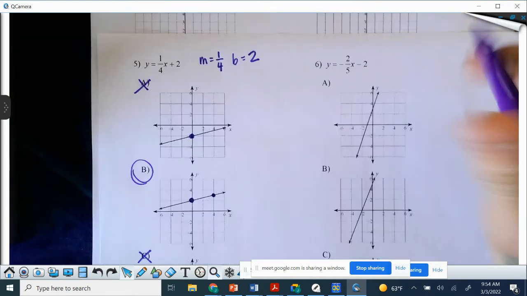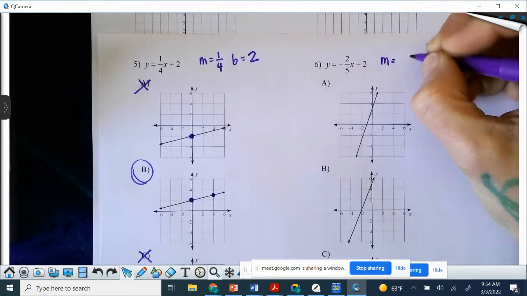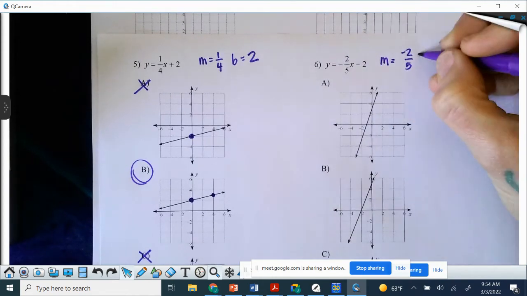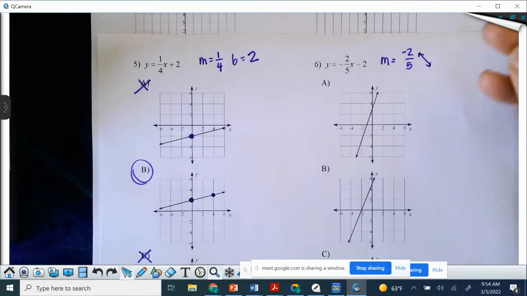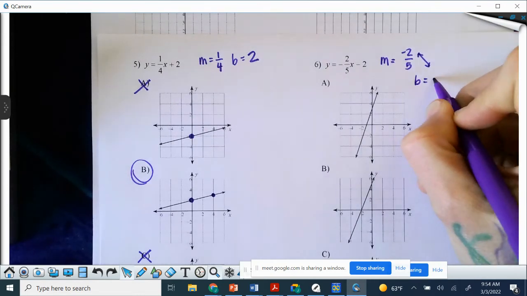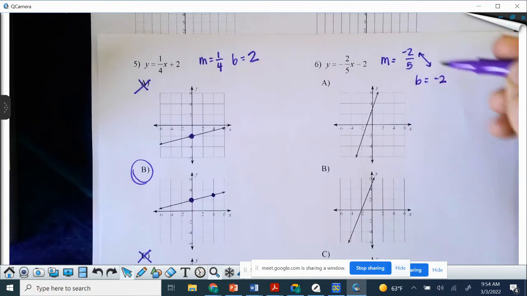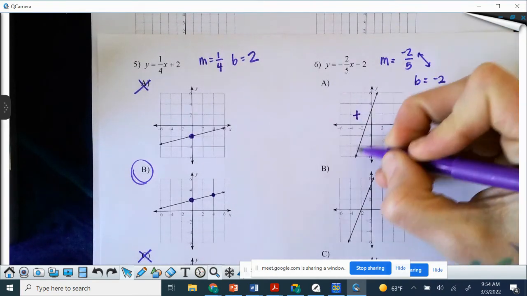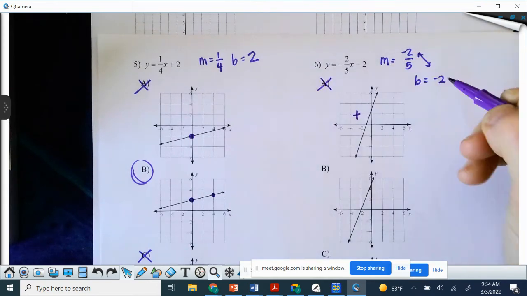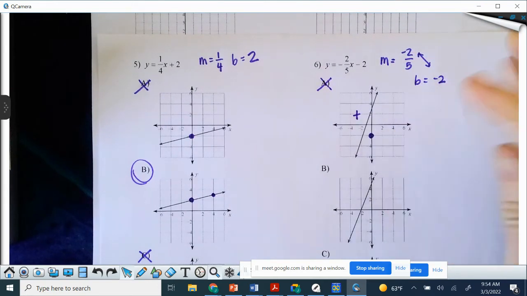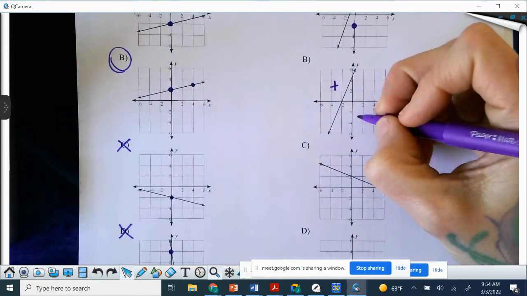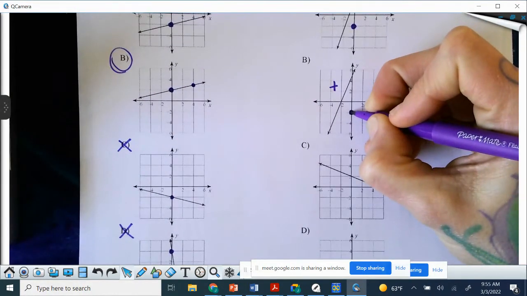Number 6 again, so our m is a -2/5, so we know it has to be a negative line. So it's going to be this shape direction. And our b is a -2, so we're looking for a line that's shaped going negatively. This is a positive line because it's going up, so we can get rid of that one. Not to mention it's not going through -2. This is also a positive line, so it's out. Again, it's not passing through -2 as well.